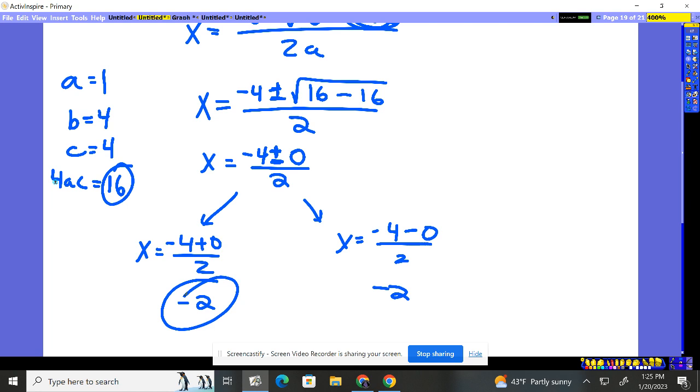That's it for this problem. But this is why when we talk about, hey, if the discriminant value comes out to be 0, you'll get one answer because basically both the answers are the same.